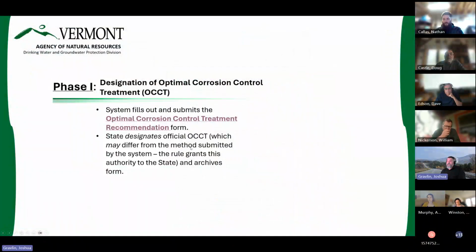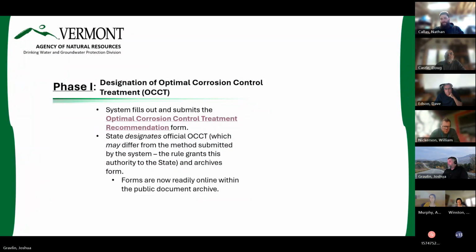So once we've designated it, once we've said, yep, we agree with this, this is the corrosion control you're going to install, which again may differ from what the system submits based on specific circumstance or input from Ray or other state specialists, and then we archive the form. And then those forms are now readily available online within the public document archive.